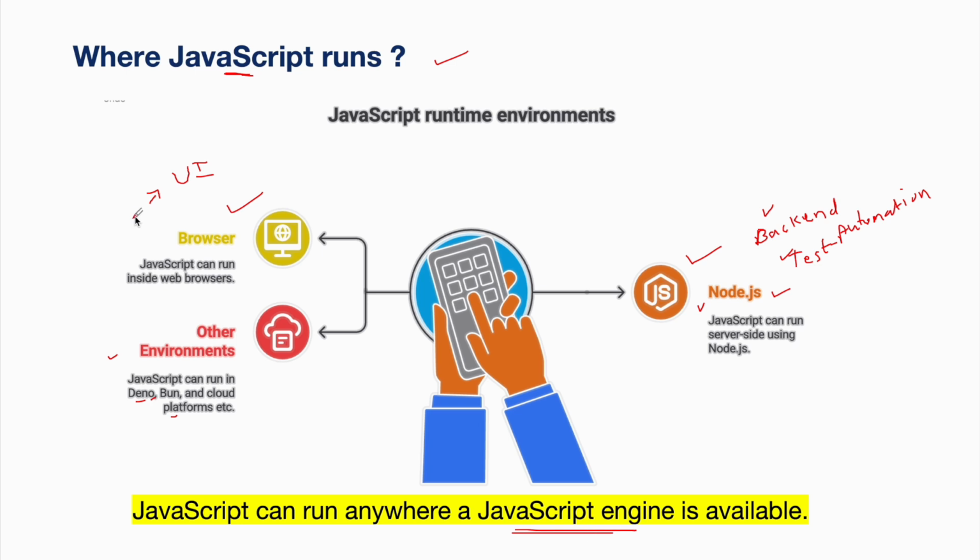Front-end or UI developers mainly use the browser for running the JavaScript. Backend developers and test automation engineers mostly use Node.js for running their JavaScript throughout their development work, and other environments are used for some specific purposes. The majority of the time JavaScript runs either on Node.js or on the browser. For certain specific things, there can be other environments which can provide the JavaScript engine for running the JavaScript.